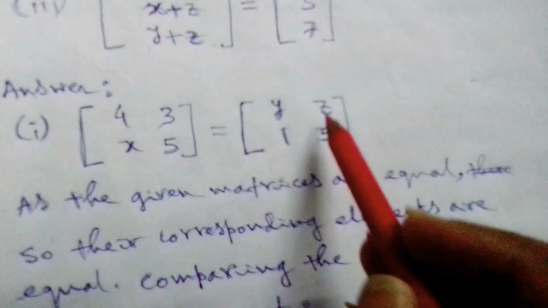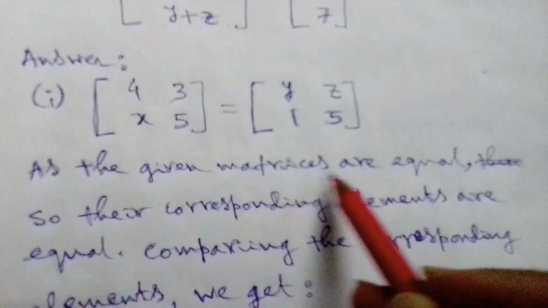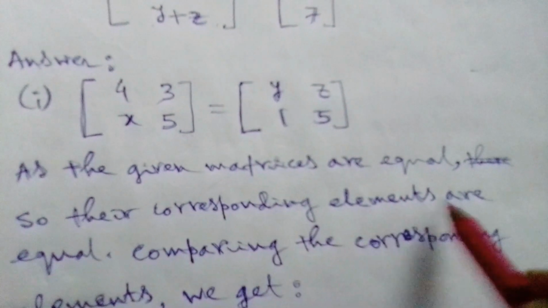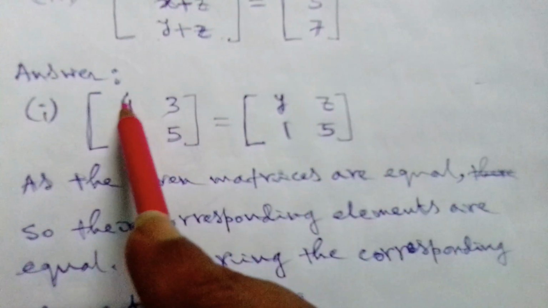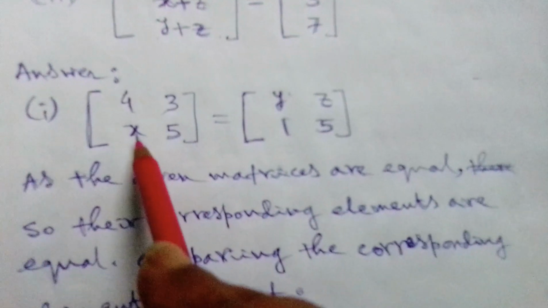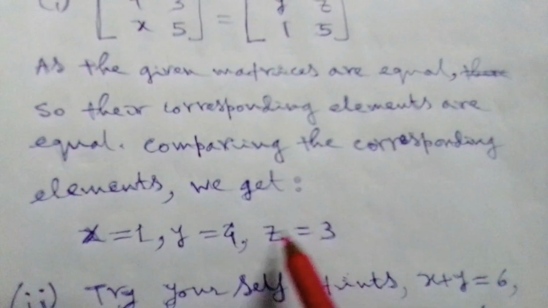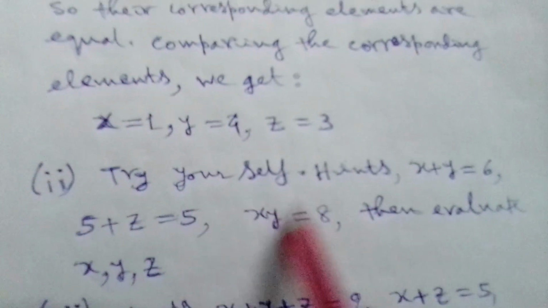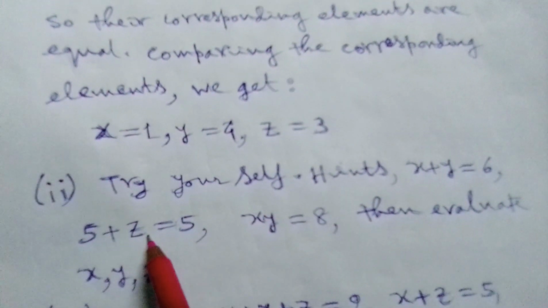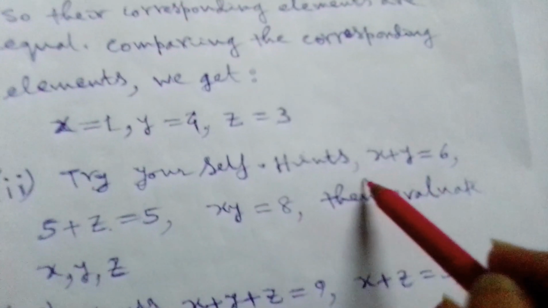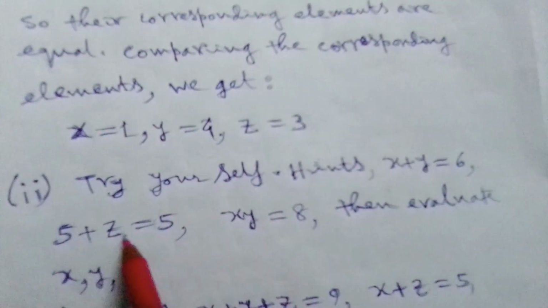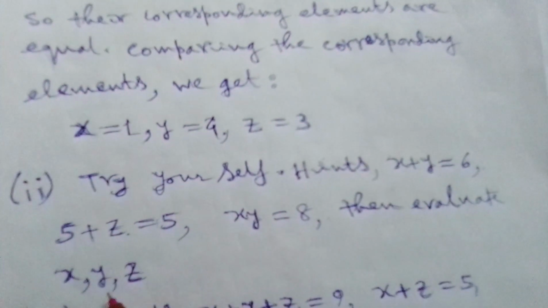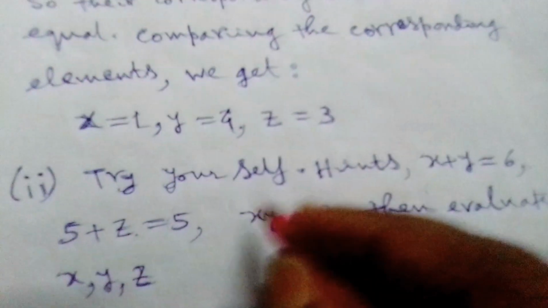That is 4, 3, x, 5 is equal to y, z, 1, 5. And if we consider the matrices equal, then their corresponding elements are equal. So comparing the corresponding elements, 4 will be y, 3 will be z, x will be 1 and 5 is 5. Naturally, x is 1, y is 4 and z is 3. It is a simple problem. And if we consider the next problem, x plus y is equal to 6, 5 plus z is equal to 5, xy is equal to 8, and then try yourself to evaluate.